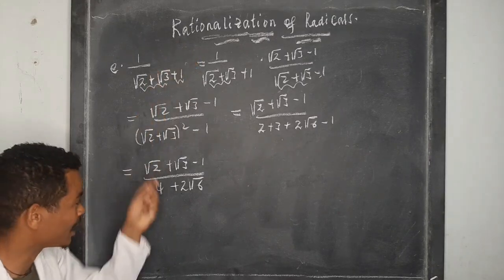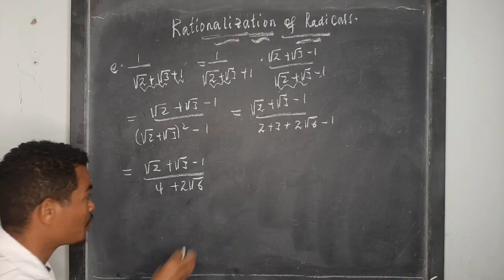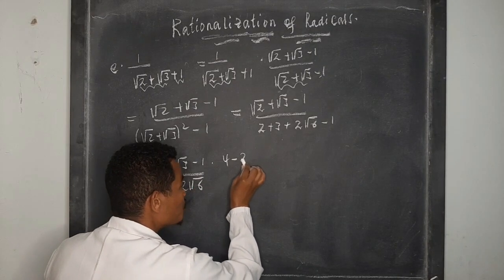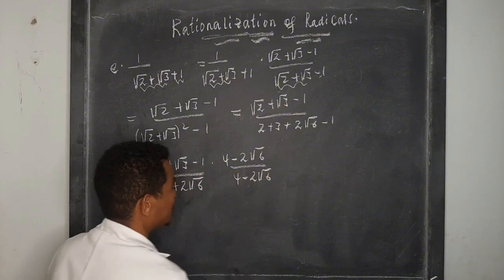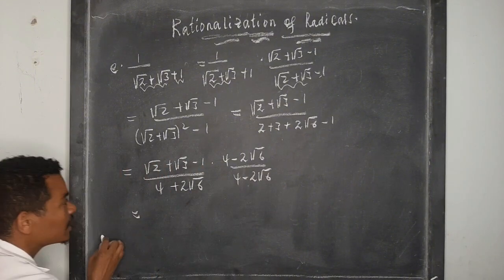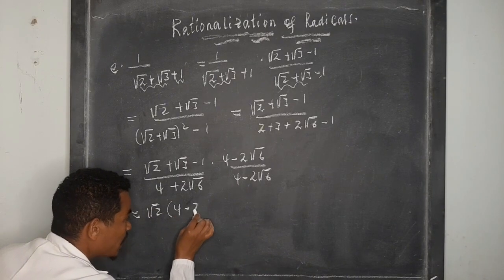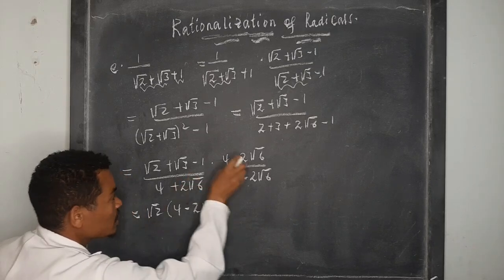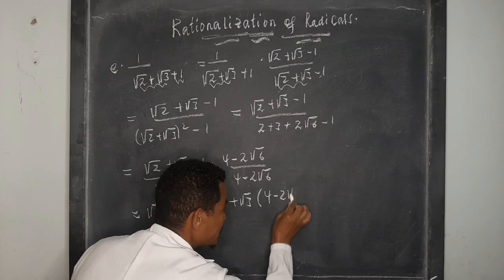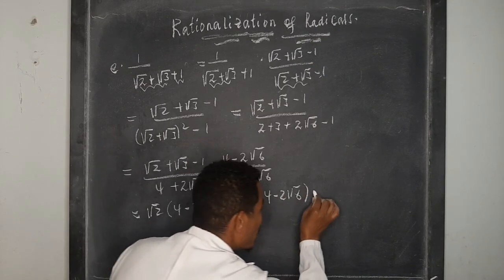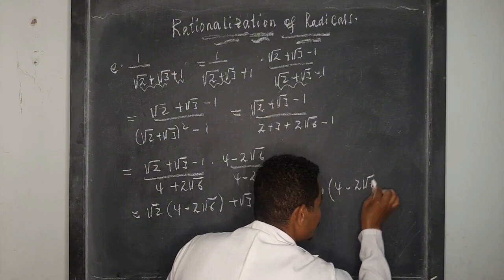Our aim was to change to rational form, but radical 6 is still not changed. So we have to cancel this one again. What do we do again? We multiply by 4 minus 2 radical 6 over 4 minus 2 radical 6. This is the same with radical 2 into 4 minus 2 radical 6, plus radical 3 into 4 minus 2 radical 6, minus 1 into 4 minus 2 radical 6.